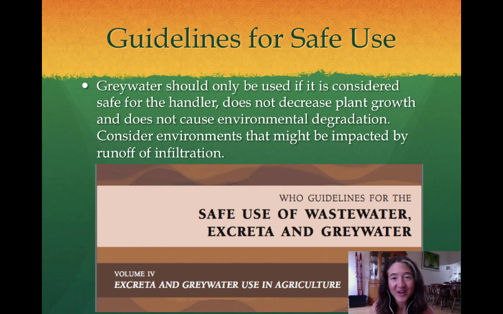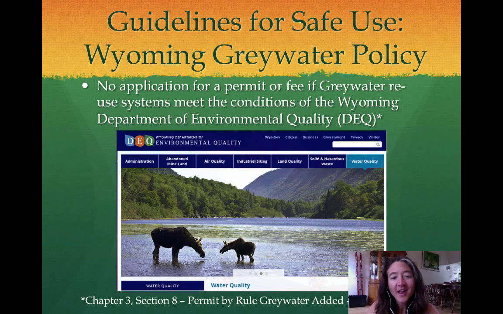This is volume 4, and I would definitely say this is a good read, but if you don't have time for that 130 pages of technical jargon, hopefully this gets you started just a little bit and thinking about safe use. Now, the other thing to bear in mind is that not only do we want to be thinking on a global level with gray water use, but we also want to be thinking on a local level. And we want to think about the state of Wyoming.